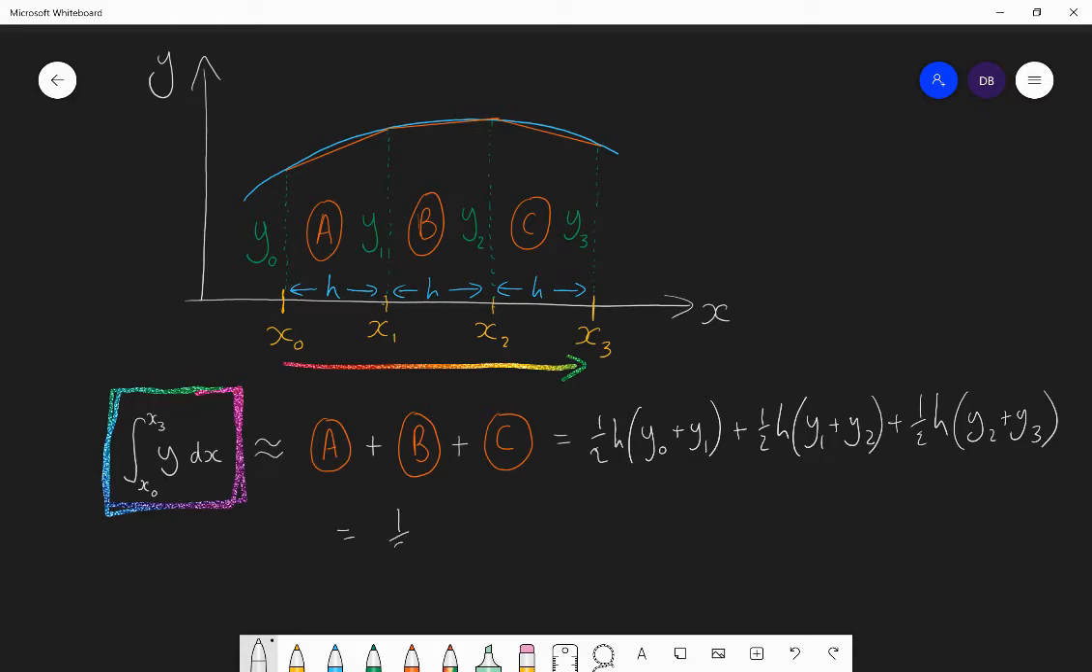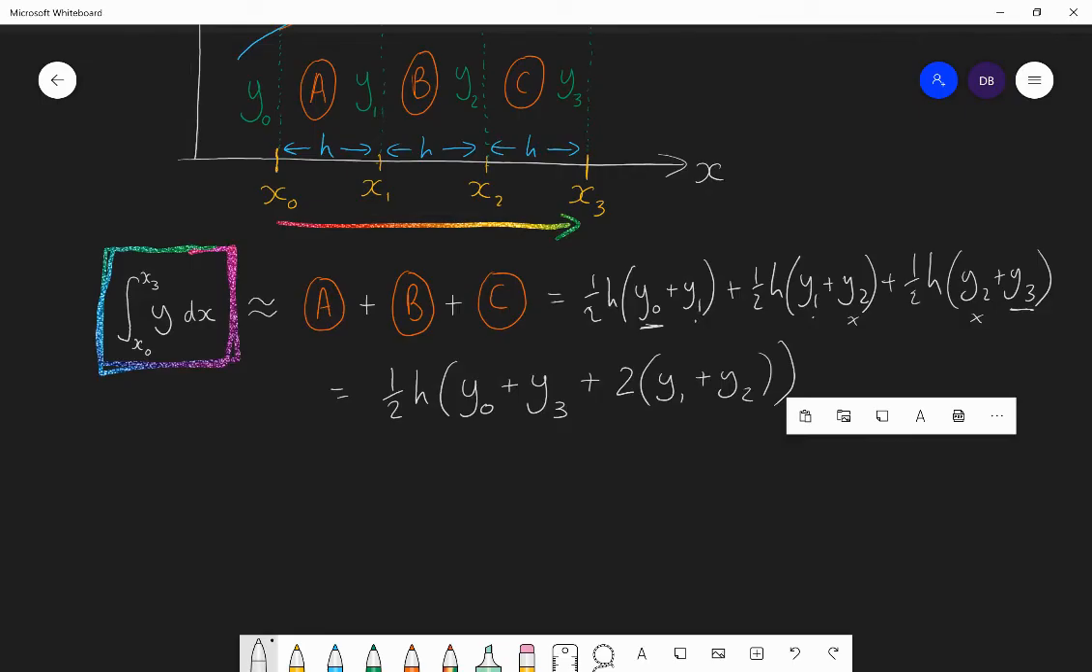And that would turn into half h multiplied by: y0 is only used once, y3 is only used once. I'm going to put those together, y0 and y3. Those are the end y values. The other ones, there are two of. There are two y1s, there are two y2s. So all other y values you will have two of. So that's the formula with 3.